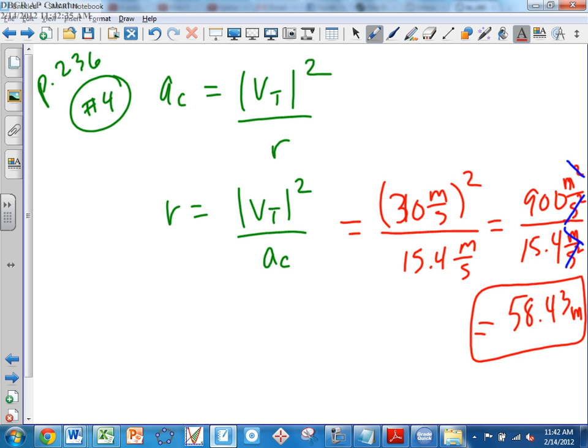15.4 meters per second? I thought it was 15 meters per second. He's absolutely right. That should be squared. I just listened to what I heard.